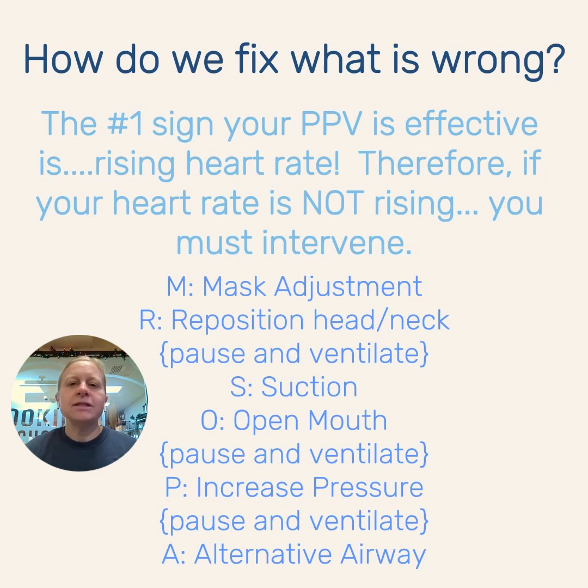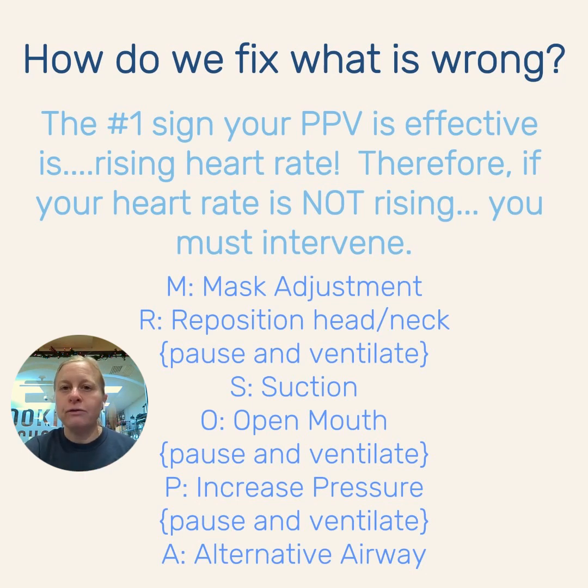So our number one sign that our PPV is effective is rising heart rate. When I ask that question in NRP classes or during mock codes, we often get the answer that chest rise is the number one sign that our PPV is effective. While chest rise is important and it is telling you the size of your breath and if there might be an obstruction, if your heart rate is not rising, your ventilation is not effective.